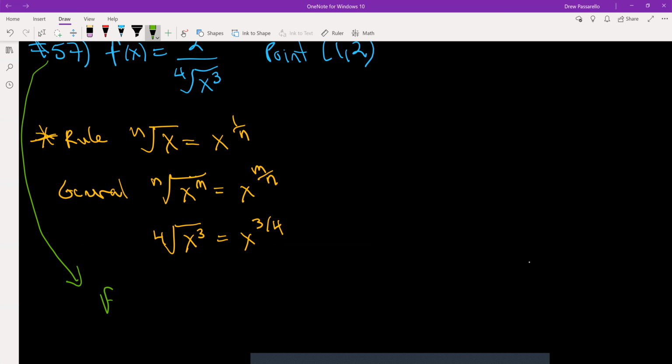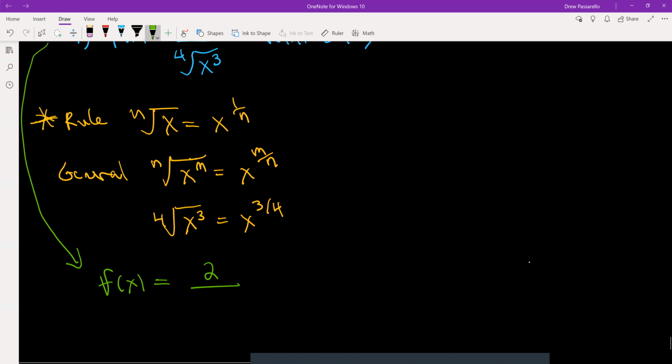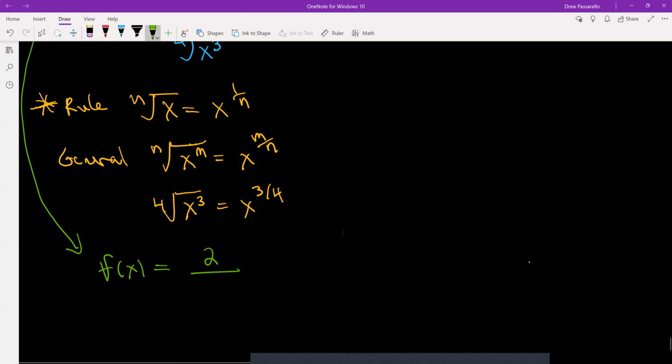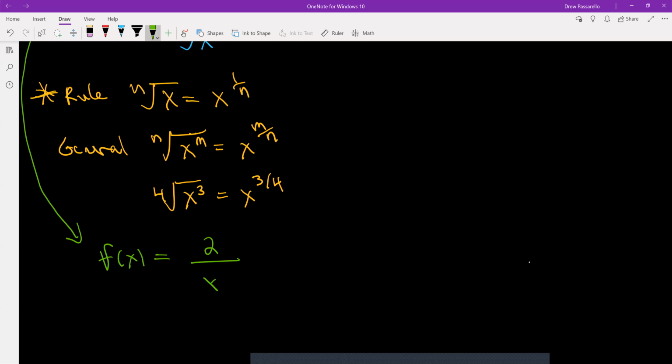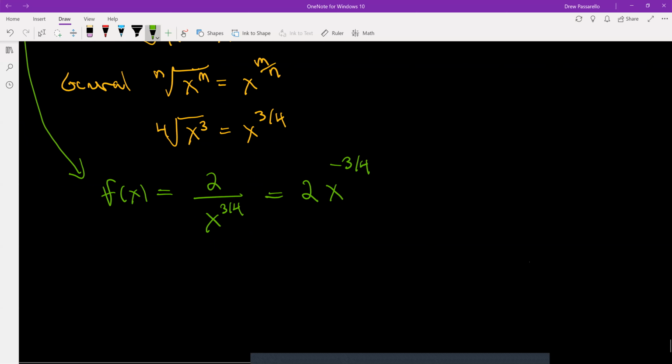F of x equal to 2. Instead of fourth root of x cubed, I rewrote it now into x to the 3/4. Now I still need to rewrite it so that I don't have x in the denominator. And since it's in the denominator, I use the negative exponent rule. So it's going to be 2 times x to the negative 3/4. So that way I can apply the power rule.